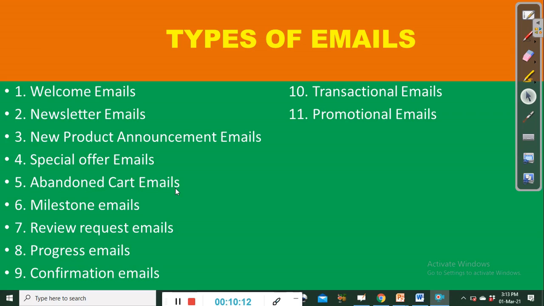Then the second one is the newsletter email. The purpose of a newsletter is to give your prospective customers or your subscribers updates pertaining to your business, products or services, and it is used to sell. The newsletter is essentially meant to tell more about the kinds of products you provide. So that is exactly what the newsletter is meant for.